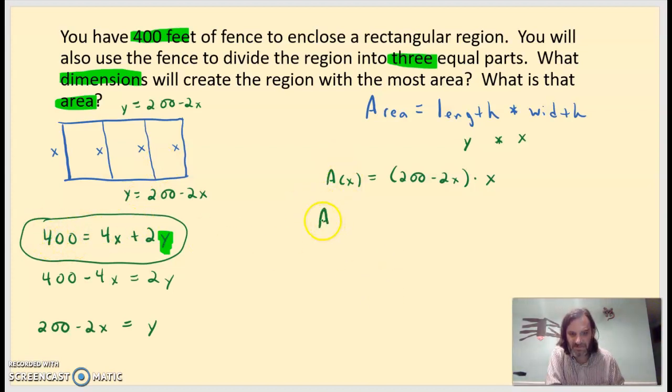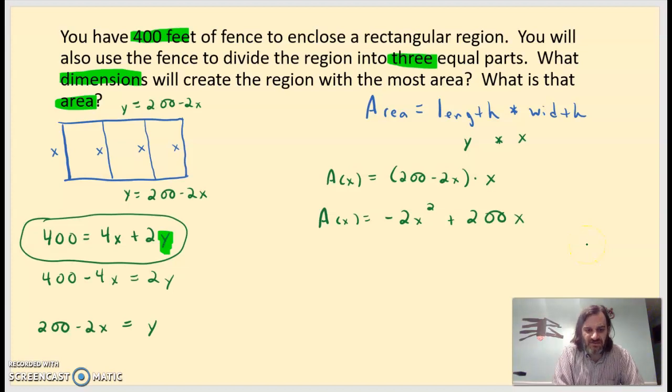So we'll clean this up a little bit. A of x, for area of x, equals, we'll rearrange it as well, negative 2x squared plus 200x. So we have a formula, a function, that when we decide what we want x to be, it automatically calculates y for us and gives us the area that would enclose. Now it definitely has some parameters if you think about a function, because you couldn't make it more than so much or it wouldn't make sense.